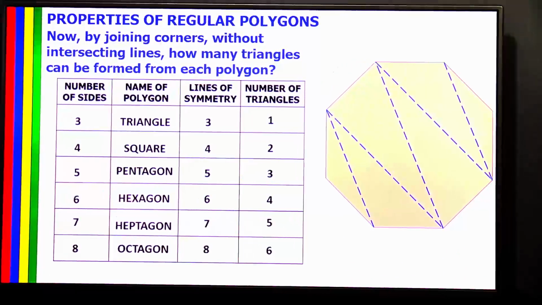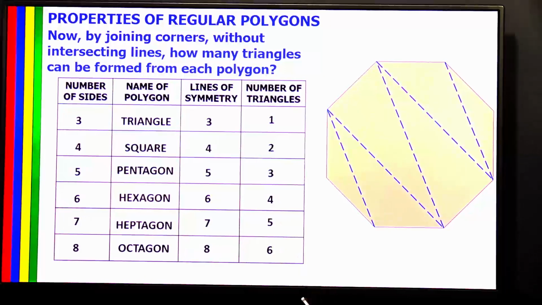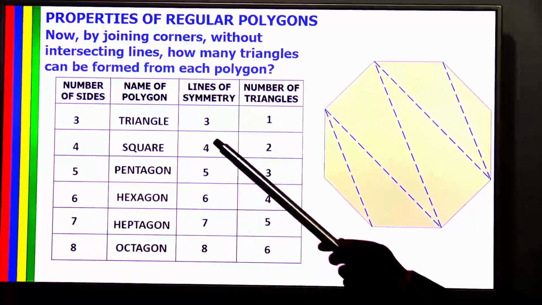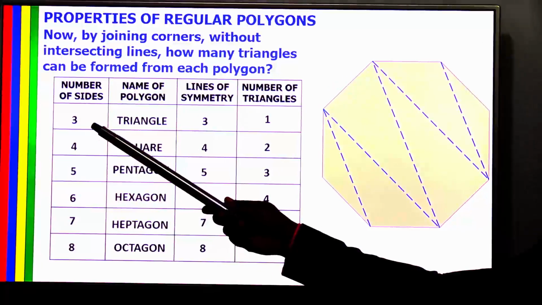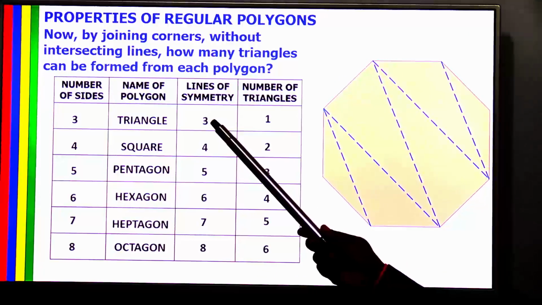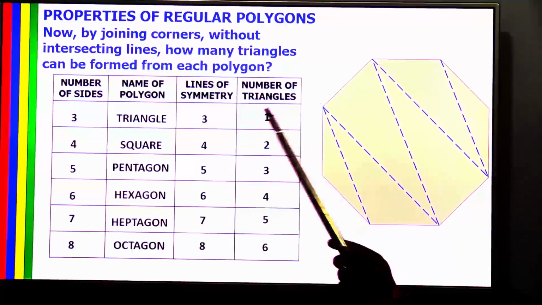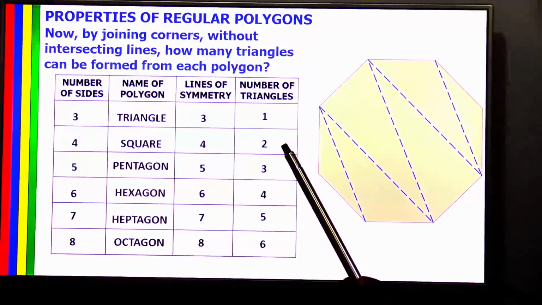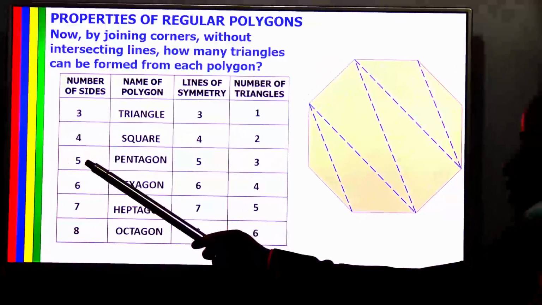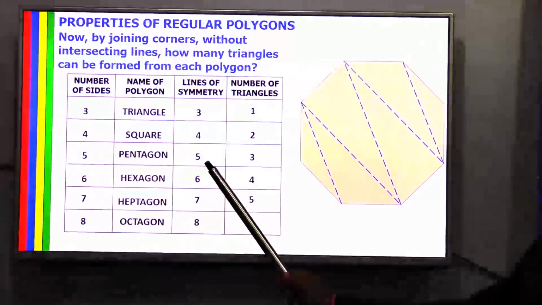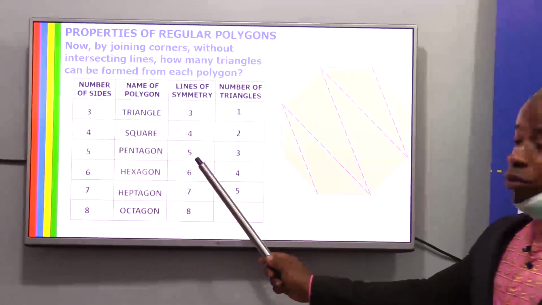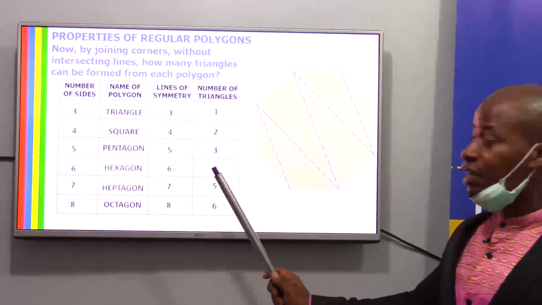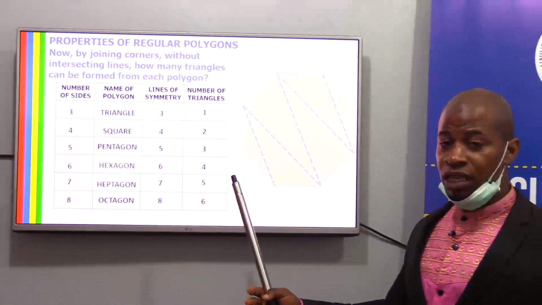Confirming our guess. So this is all quite easy to see. These are some of the things that are obtainable for all regular polygons. When you have 3 sides, you have 3 lines of symmetry, but only 1 triangle can be formed. When you have 4 sides, you have 4 lines of symmetry, but only 2 triangles can be formed. 5 sides will give you 5 lines of symmetry, but you reduce that by 2, and you get 3 triangles inside it. So that sums it up.